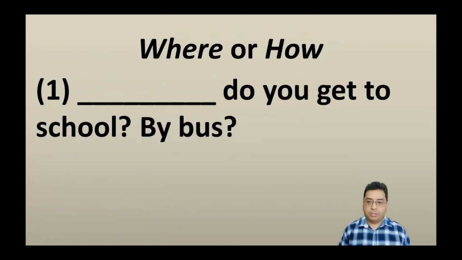So I've got two choices for these. For the first one, we're going to use where or how to fill in the blank. Number one, blank, do you get to school by bus? So are we going to use where or how? That's right, we're going to use how. How do you get to school? By bus.